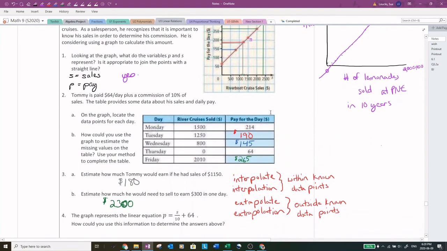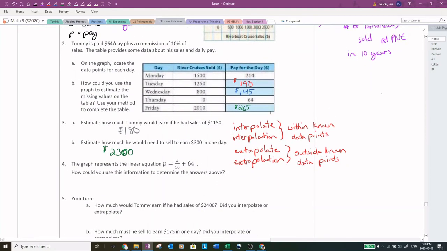All right. 4. The graph represents the linear equation P equals S over 10 plus 64. Now, you may be more comfortable if we write that as P equals 1 over 10 times S plus 64, because now this is in slope-intercept form, and we're used to seeing it with these as separate things instead of a combined fraction, but those are equivalent, okay? So let's use this to do 3a and b.